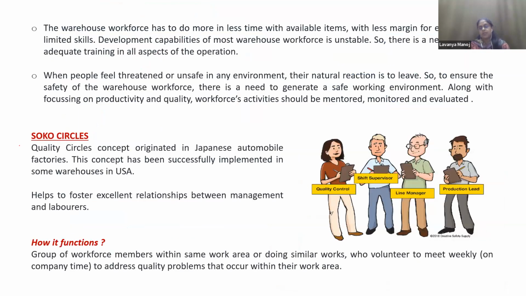And then SOCO circles to maintain quality. This is otherwise called quality circles. This is another concept which evolved in the Japanese automobile industries, and now it's a hit in almost all workplaces. SOCO circles are something where, without the involvement of the top management or the middle management, the worker level management comes together every week, or once or twice a month, or once every fortnight, and spends time during the office hours.